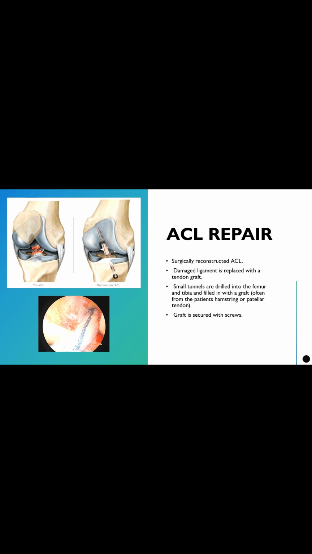These images on the left depict surgically reconstructed ACLs. The damaged ligament is replaced with a tendon graft. Small tunnels are drilled into the femur and tibia and filled in with a graft, which is often from the patient's hamstring or patellar tendon or a donor tendon. The graft is then secured with screws. Recovery can take up to 9 months and requires intense physical therapy.